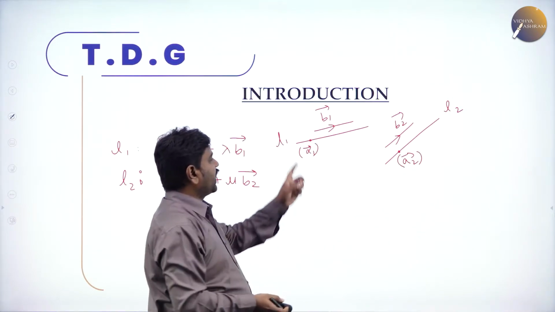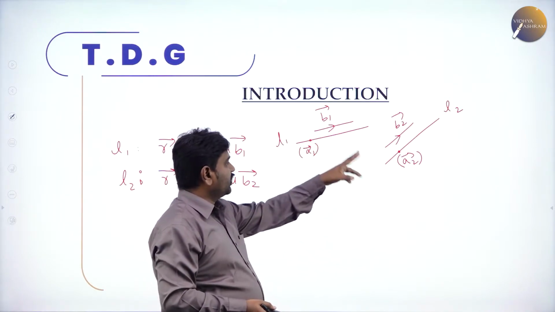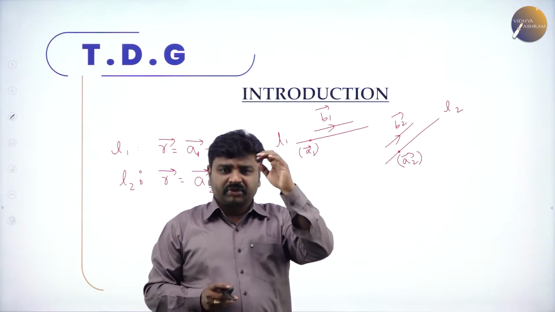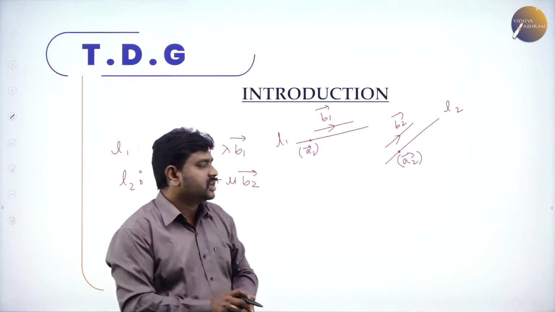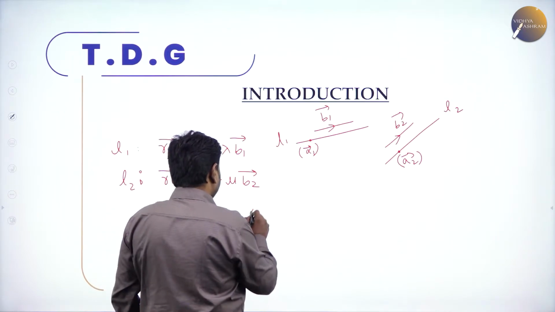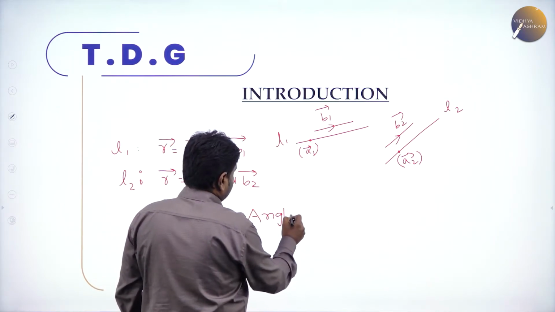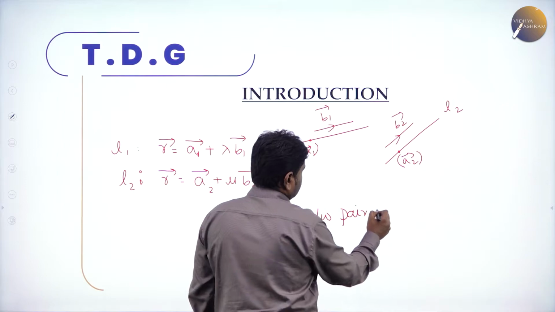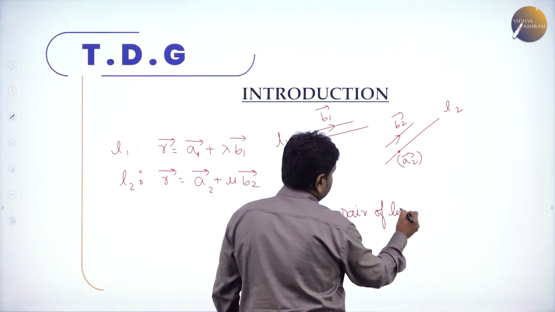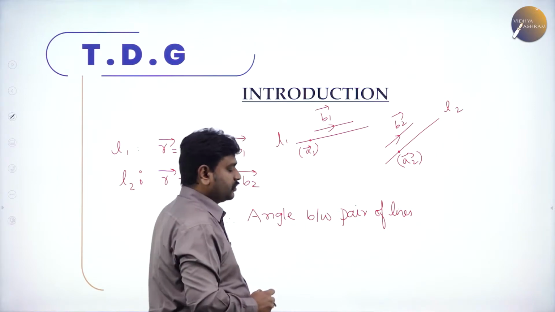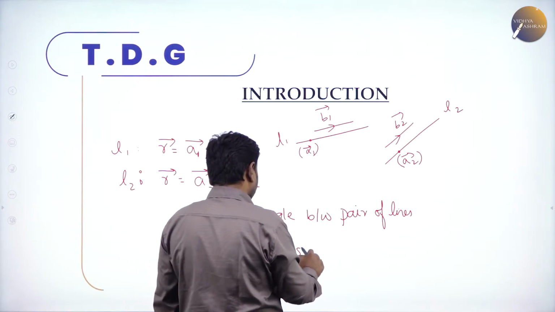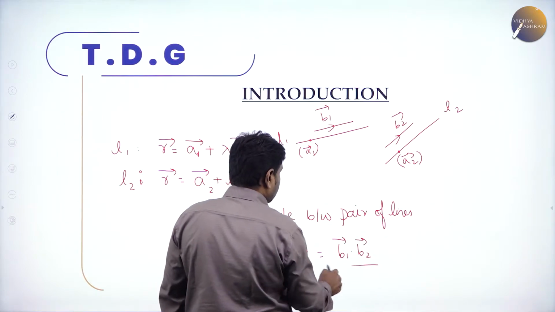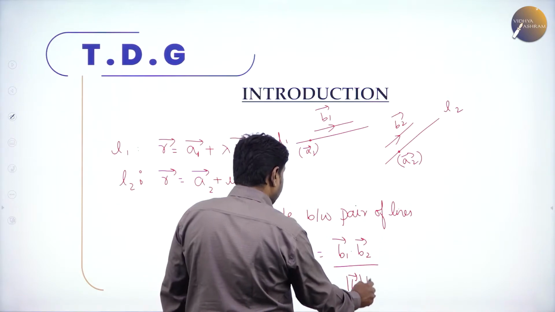So if you want to find angle between L1 and L2, then find angle between B1 and B2. Angle between B1 and B2, which are parallel vectors, will be same as angle between the lines. So therefore, angle between pair of lines is angle between B1 and B2. So that is cos theta is equal to, angle between any two vectors, vector B1 dot vector B2 divided by magnitude B1 into magnitude B2.